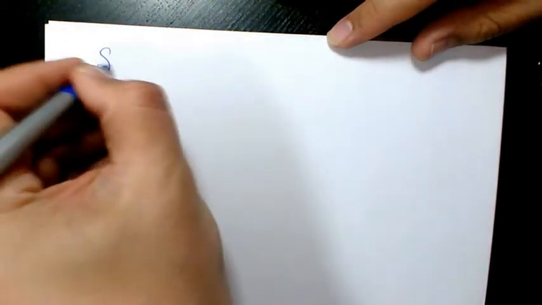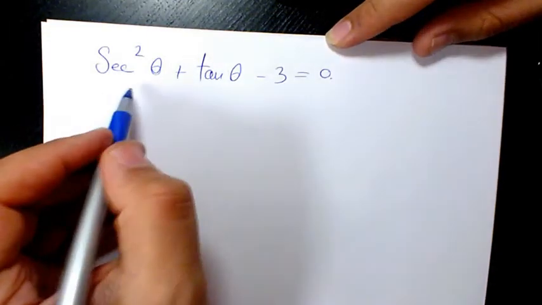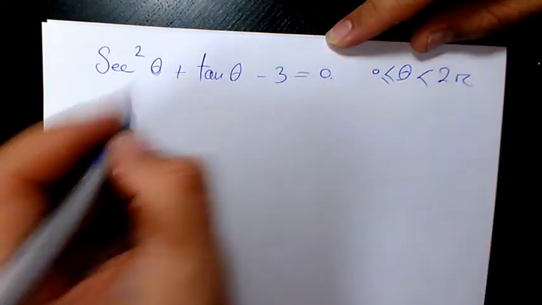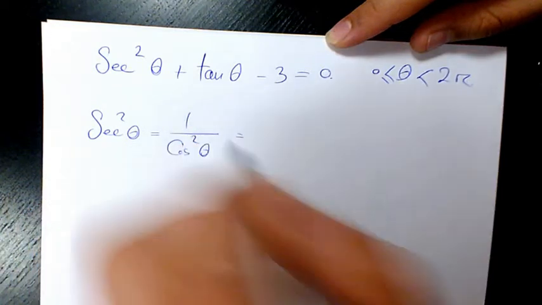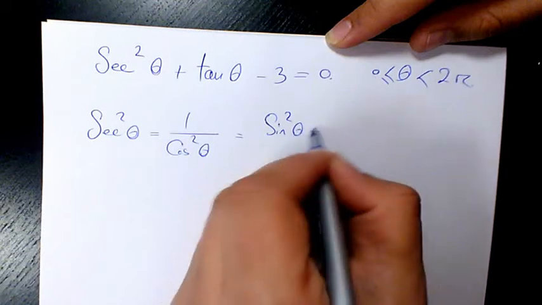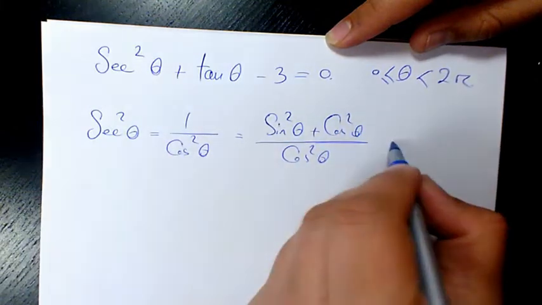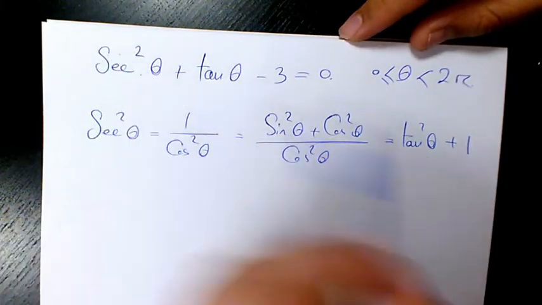Let's see another example. Another example is secant squared theta plus tan theta minus 3 equals 0. We need to solve it for 0 to 2 pi. Secant squared theta is 1 over cosine squared theta, which is going to be sine squared plus cosine squared over cosine squared, because we know sine squared plus cosine squared is 1. So that's going to make it tan squared theta plus 1. So instead of secant squared theta, I can write tan squared plus 1.